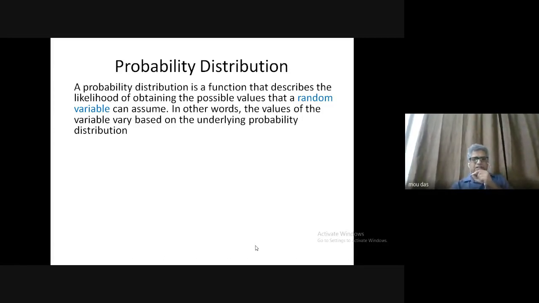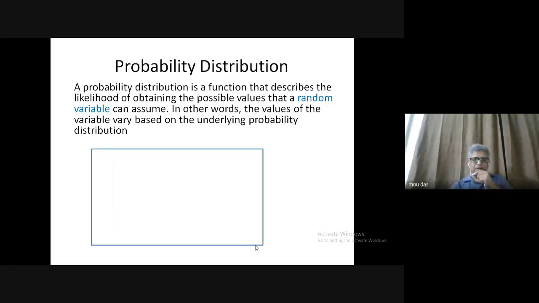I will explain it slightly more. Suppose you have the y-axis and the x-axis. On the y-axis, you plot the probability or the probability function, and on the x-axis, you plot the different values. So we'll get a curve. Now, this I will further explain.